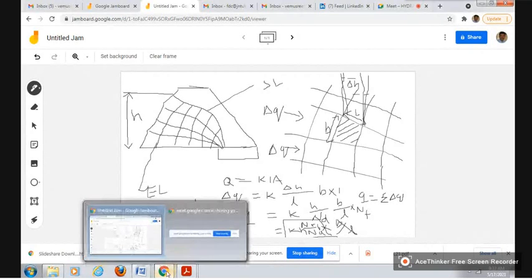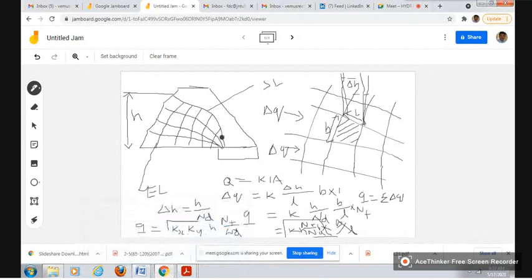Now, to draw the flow net and equipotential lines, we should know the boundary conditions. This is one boundary condition that is known to you, because the cross section is given. This is another boundary condition that you also know, but this boundary condition we don't know. What is the top flow line? We don't know. Once you know the top flow line, only then can you draw the equipotential line.